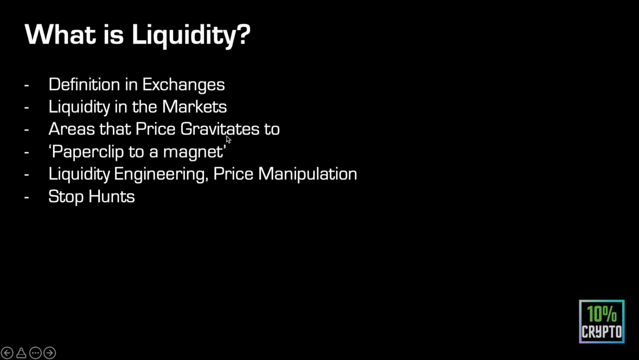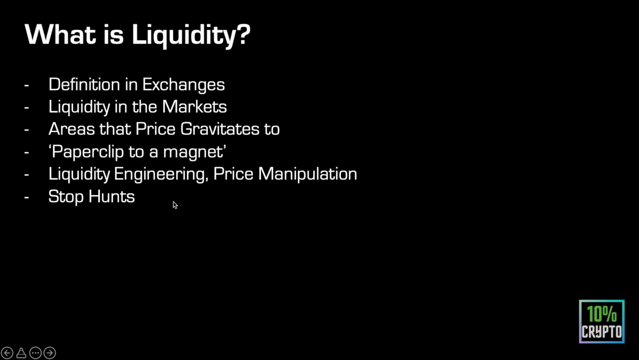So liquidity is areas that price will gravitate to eventually and look to take out. And I'll get into why it does this, right? But the concept, as described by a very well-known trader, ICT, Inner Circle Trader, you might have heard of him. He says liquidity and price is like paperclip to a magnet. Essentially, liquidity is our magnet, and then price is the paperclip. So it's gradually always moving towards it.